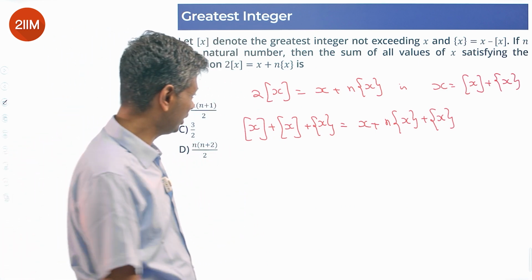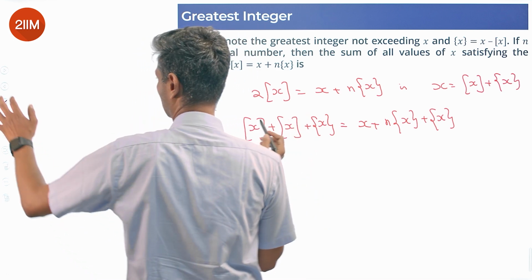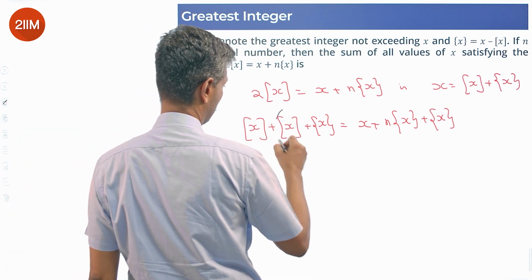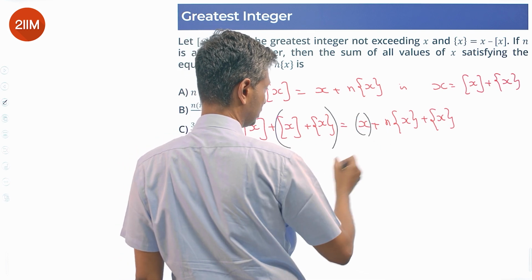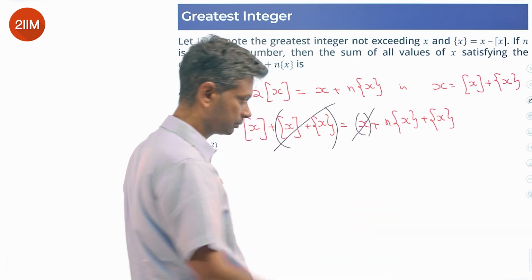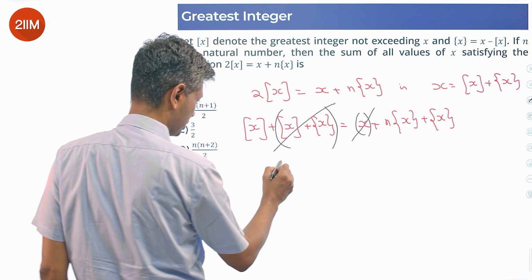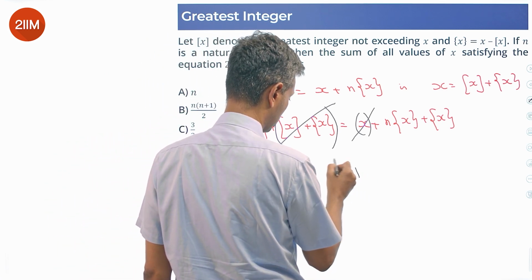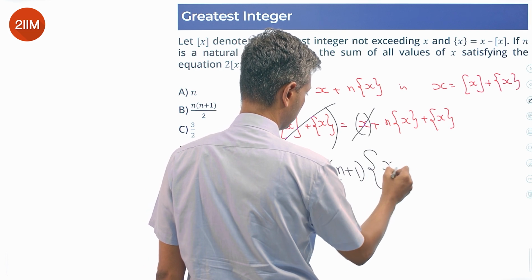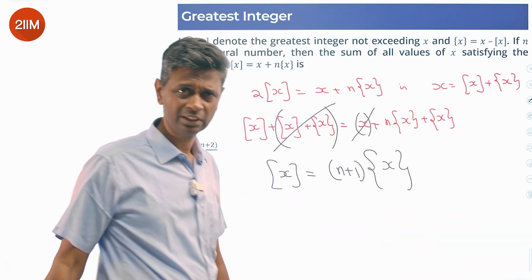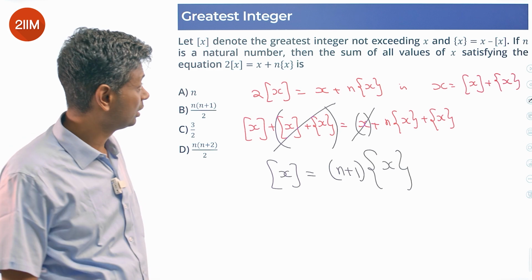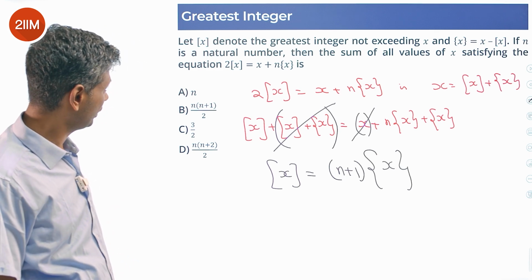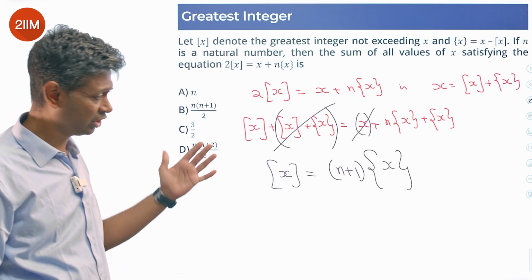Why am I doing that? Because here I can identify an x here and an x here. These two disappear. We simply have a situation where we have greatest integer of x equals n plus 1 times decimal part of x. Lovely, brilliant. Now we need to find the sum of all values of x satisfying this equation.